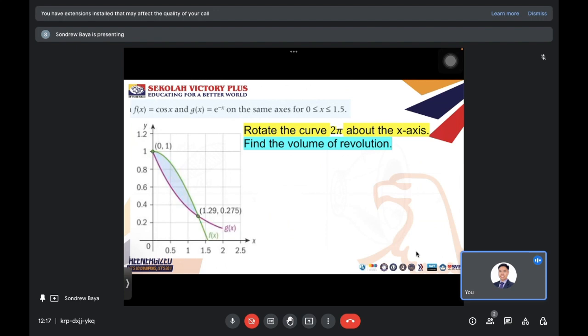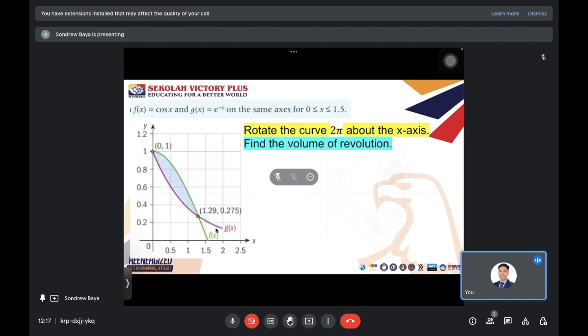Or if it's along the y-axis, it's the area of the region under the rightmost curve minus the area of the region under the leftmost curve. That is if it's along the y-axis. In this case, since we are rotating about the x-axis, it must be the area of the region underneath the topmost curve, or the upper curve, minus the area of the region under the lower curve.